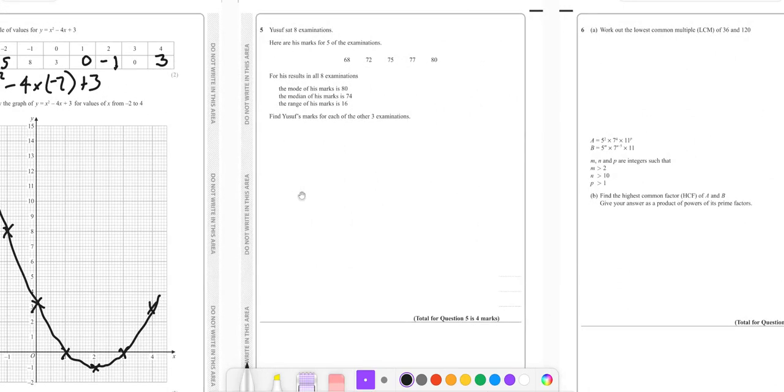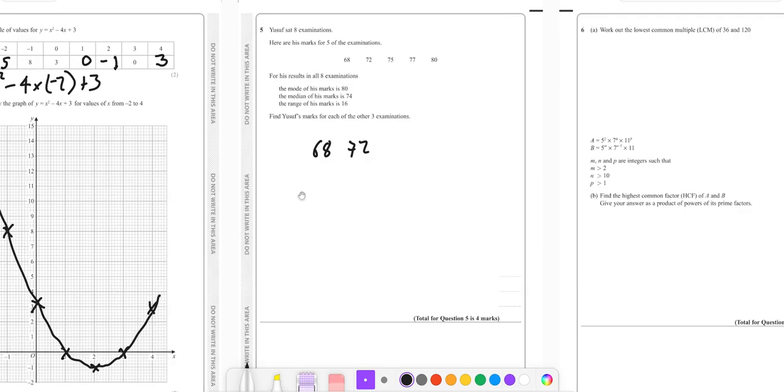Yusuf sat 8 examinations. Here are the marks for 5 of them. Mode mark is 80. Median mark is 74. The range is 16. So he's sat 8. 1, 2, 3, 4, 5. So we've got 5 of them. I'm going to put them in order. Got 68, 72. Now we know that it's median.